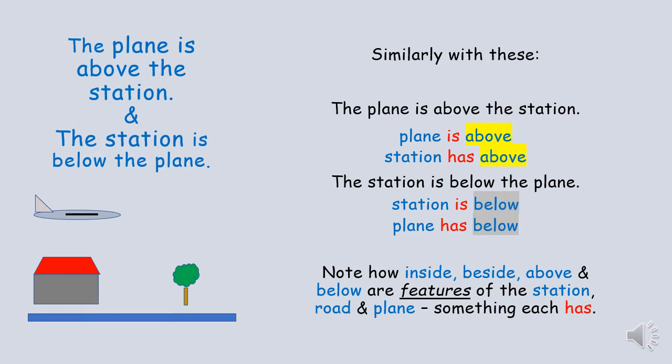Here are another pair of similar sentences. The plane is above the station and the station is below the plane. And similarly with these, we can analyse the plane is above the station into plane is above, station has above, and the station is below the plane, analysed into station is below, plane has below. Note in these sentences how inside, beside, above and below have become features of the station, road and plane respectively, something that each has or possesses.